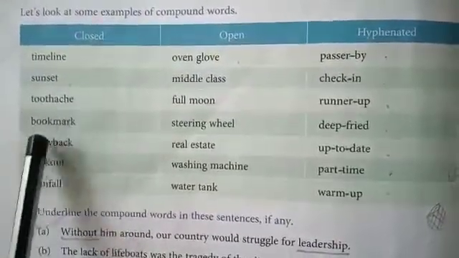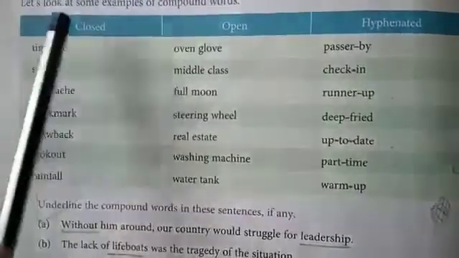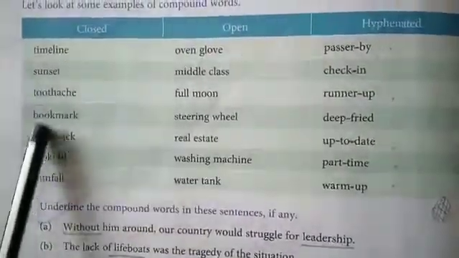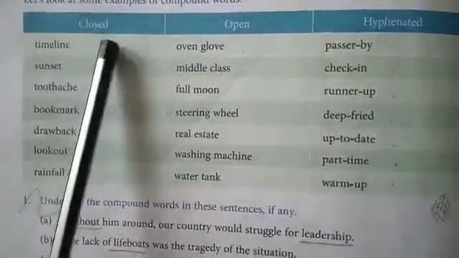Sunset, toothache, bookmark, drawback, lookout, rainfall. Here these words also have no space in between. So this comes under the closed compound words.